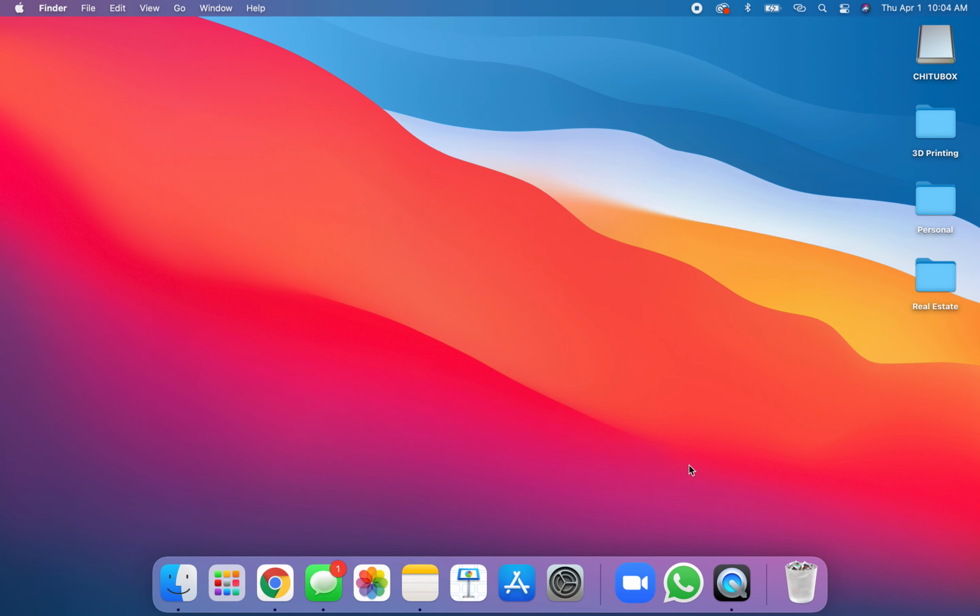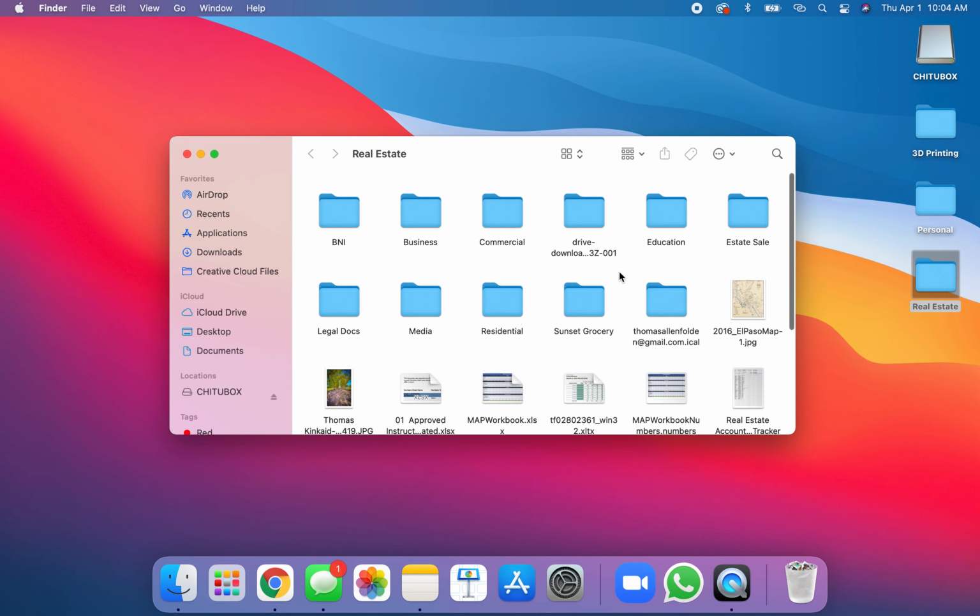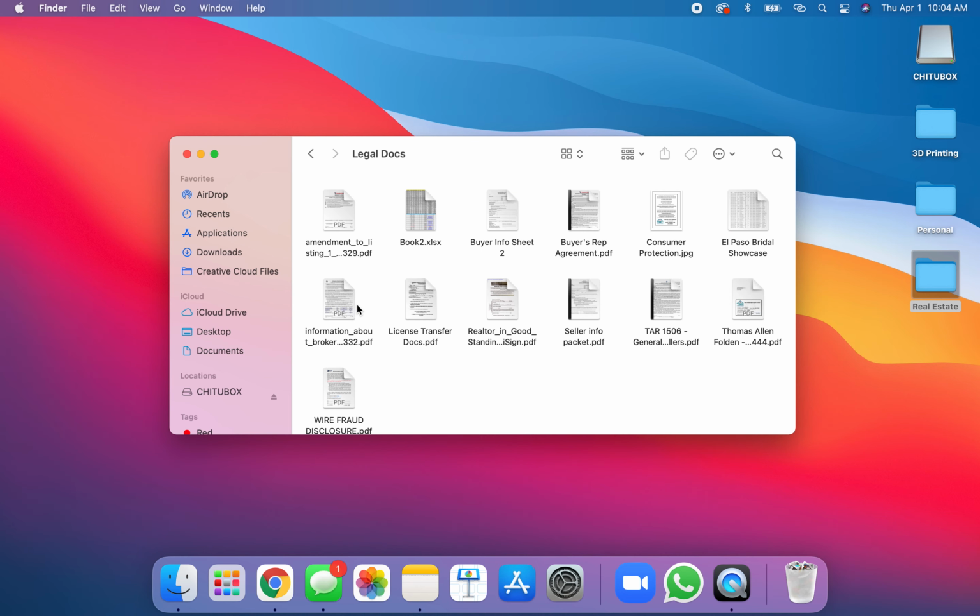This is a short one on filling out your IABS. That is the Information About Brokerage Services. I'm going to go to my files over here, and I have it saved in legal documents. Now, you fill this out before, you can pull it down from zip forms. I'll go through that here shortly.